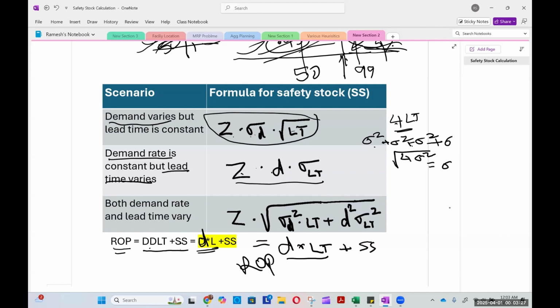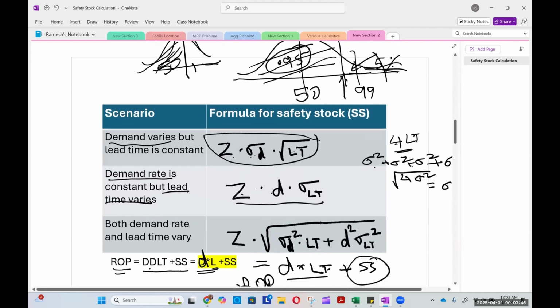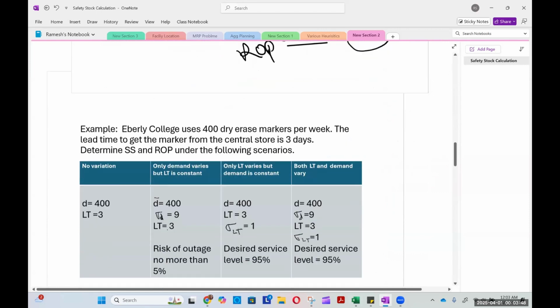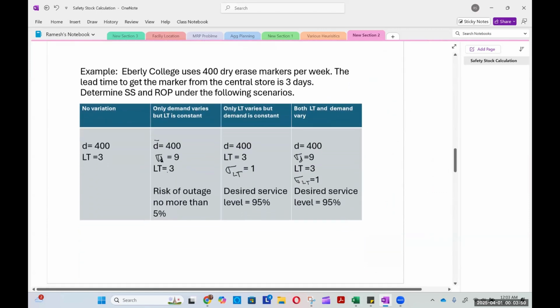Reorder point is demand during lead time. That's the expected demand during lead time. If lead time is 4 days, demand per day is 30, 30 times 4 is 120. That's the expected demand during lead time, plus the safety stock, the extra inventory you have to carry for meeting the fluctuations and to meet your desired service level. All right. So we are going to look at 4 different scenarios, and we'll do 4 examples.